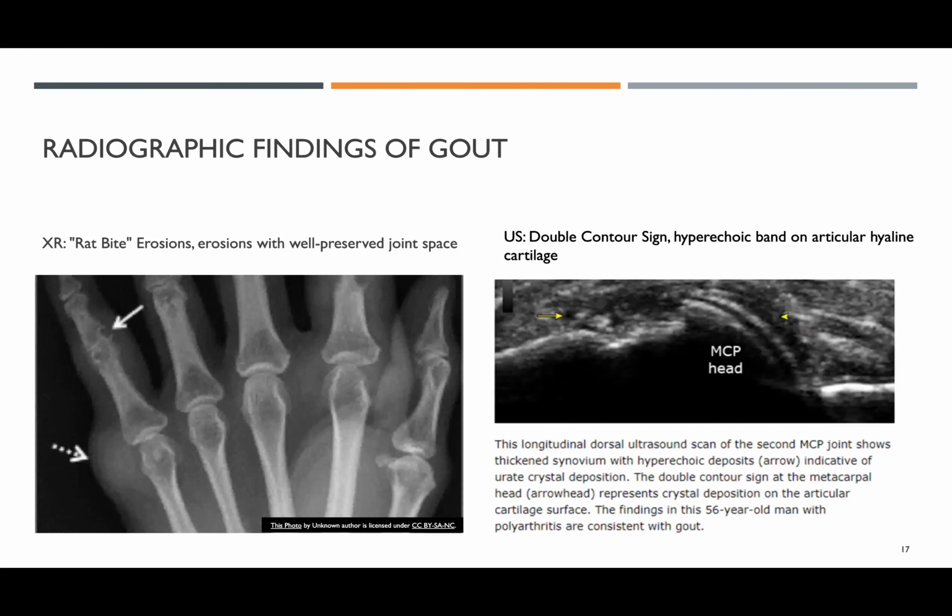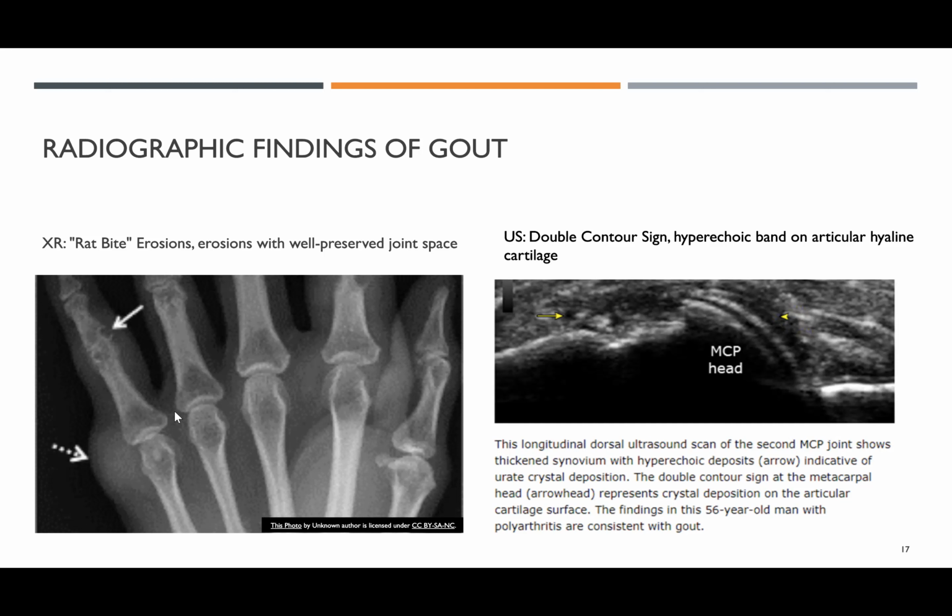So, radiographic evidence on X-ray, you're going to see what we call rat bite erosions, which are that kind of bitten-out punctate lesion you see over here, where the joint space itself is preserved, but the surrounding bones kind of get wasted away by the inflammation associated with gout.